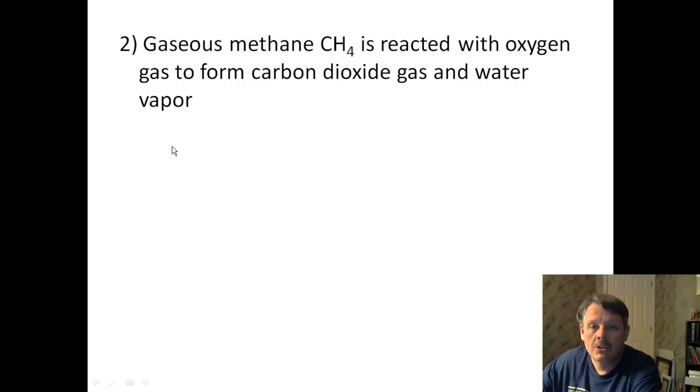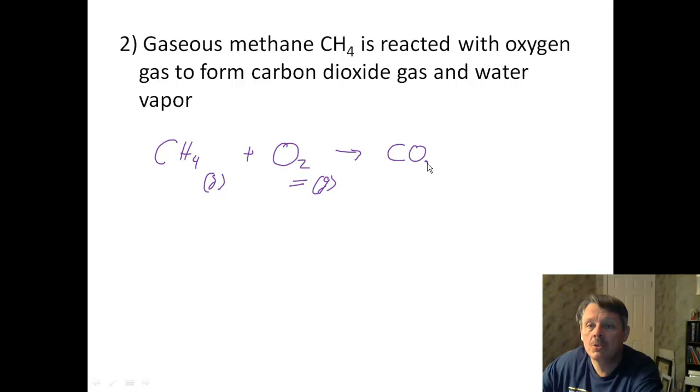All right, gaseous methane. So that's CH4, and that's a gas. Is reacted with oxygen gas, so that's O2. Yes, it's one of those Brinkelhoff elements, so it's O2, it's not just O. To form carbon dioxide, that's CO2, and water vapor. So water vapor is a gas, and carbon dioxide is a gas. So that's our equation.